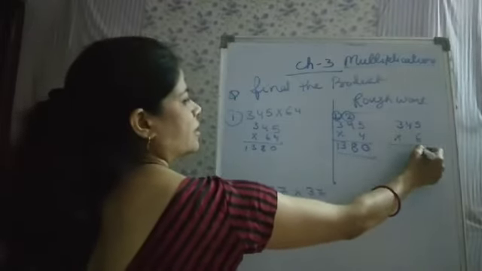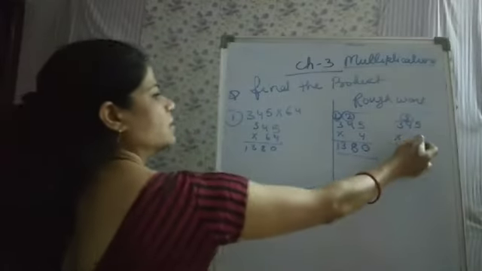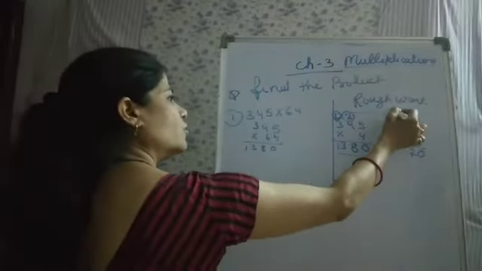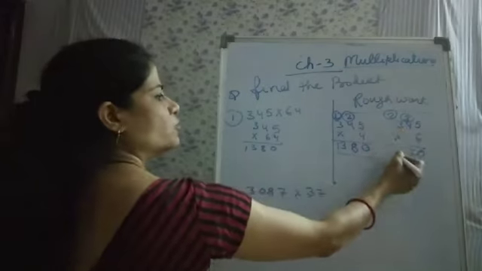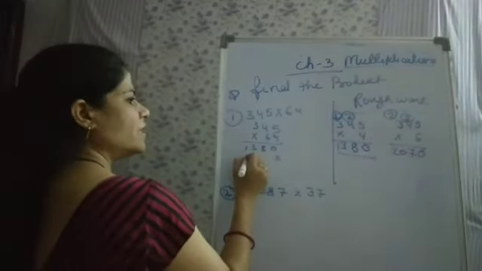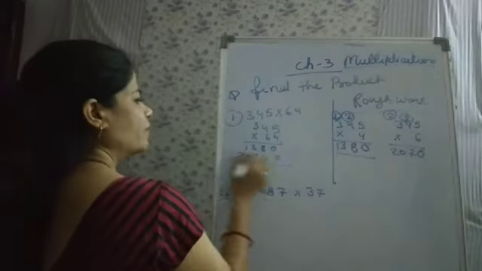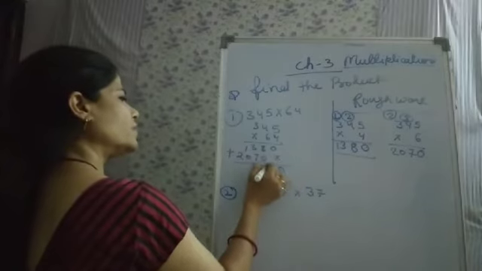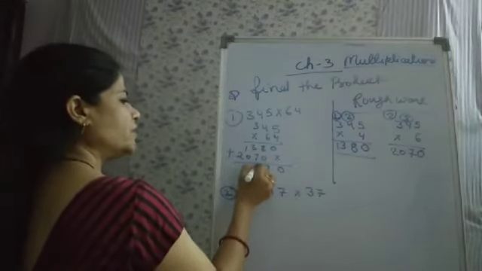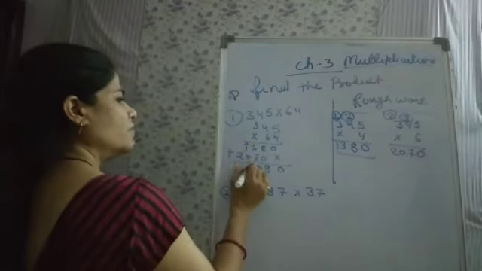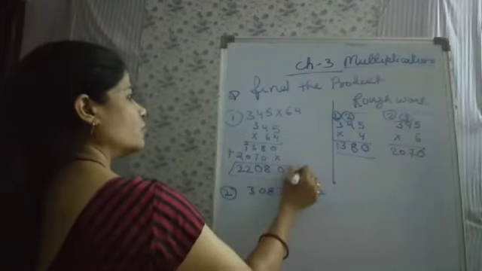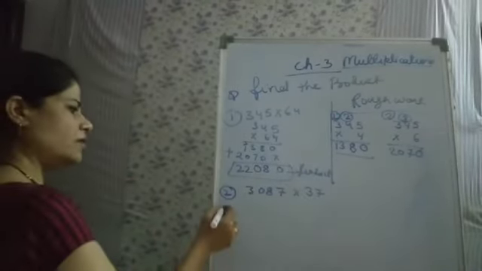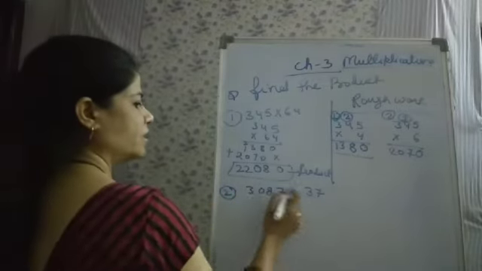So write 1380 here. Then multiply 345 by 6. 6 5s are 30. Write 0 in answer, carry over 3. 6 4s are 24. 24 plus 3 will be 27. So write 7 in answer, carry over 2. 6 3s are 18. 18 plus 2 will be 20. So leave one space and write the number 2070. Then you have to add both the numbers. 0 plus 0 will be 0. 8 plus 0 will be 8. 3 plus 7 will be 10. So write 0 in answer, carry over 1. 1 plus 1 will be 2 and 2 as it is. So what is the product here? Product is 22,080.